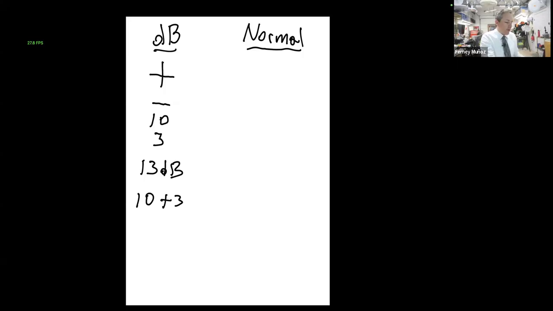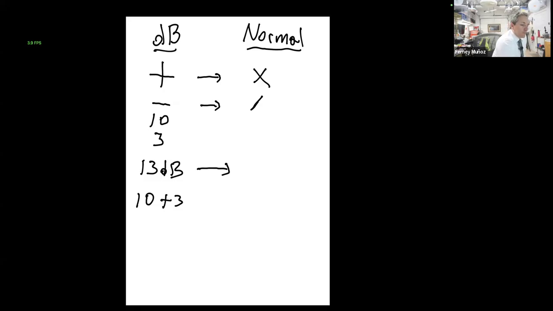Then here's the trick. To convert this dB to normal numbers, here's what we're going to do. If on the dB side you have a plus sign and you tilt it, on the other side it becomes a times. If on the dB side you have a minus sign and you tilt it, you end up with a division sign.